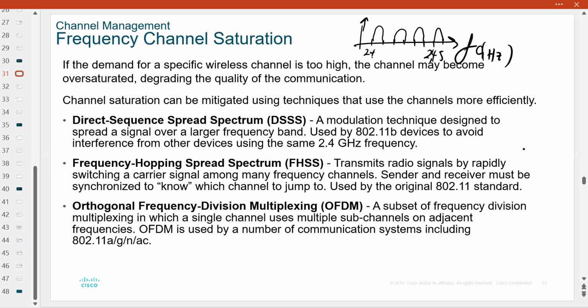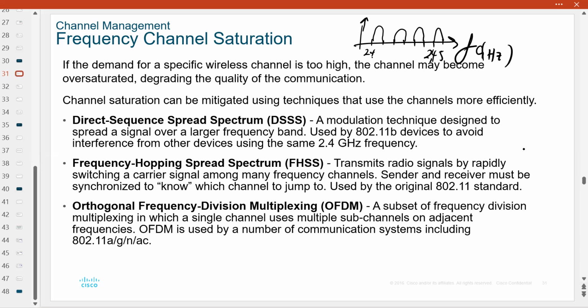So we start here by introducing ways that we can reduce this channel saturation. How can we reduce channel saturation? We have three ways: direct sequence spread spectrum, frequency hopping, and OFDM.